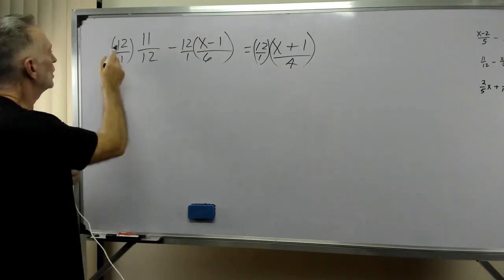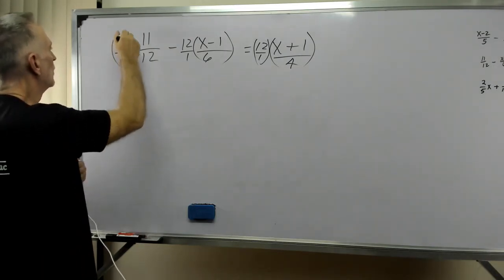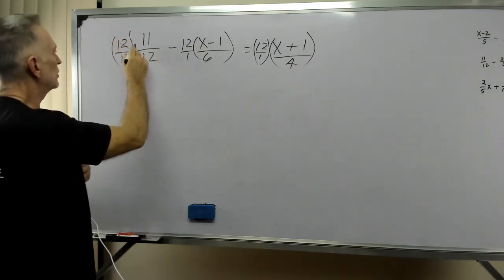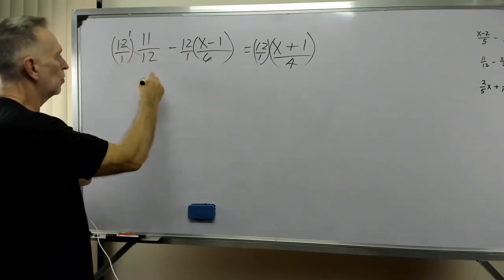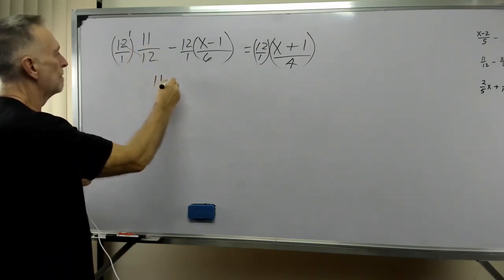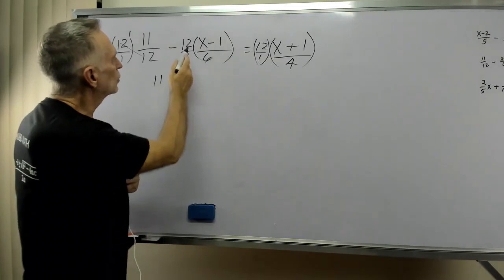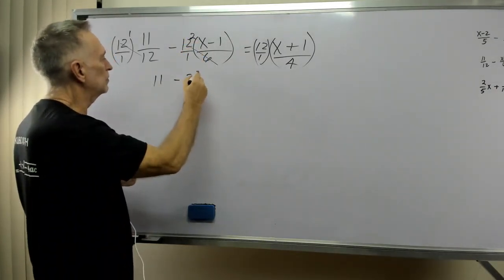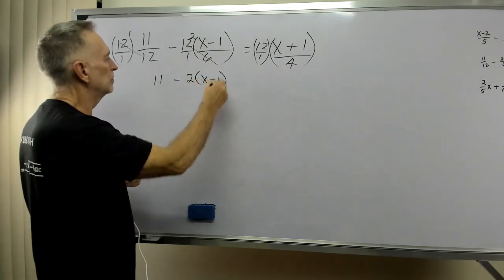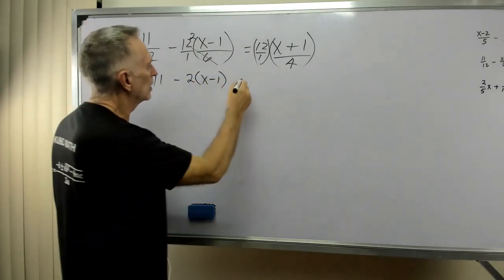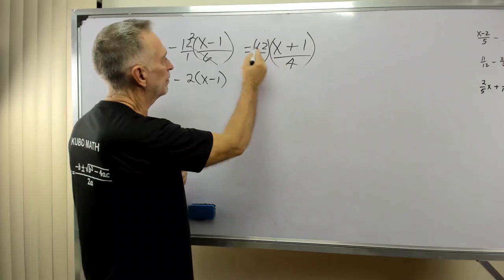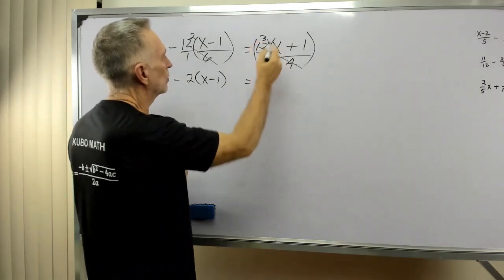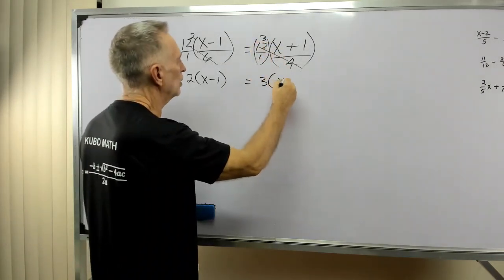Okay, 12 divided by 12 is 1. 1 times 11 is 11. So I have 11 over 1, which is just 11, minus 12 divided by 6 is 2. So I have 2 times x minus 1. Okay, 12 divided by 4 is 3. 3 times x plus 1.